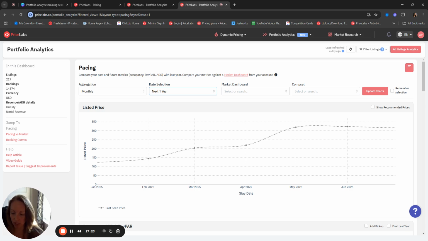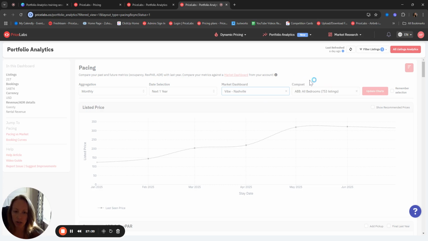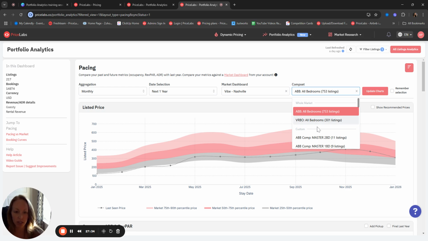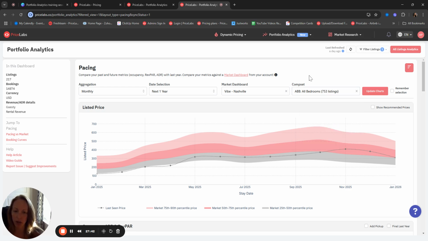For example purposes, to show you what it looks like with Market Dashboard, I am going to go ahead and select a Market Dashboard. And I'm going to leave it on all bedrooms, but there are different comp sets here. So your custom comp sets will populate here. And then you can do by bedroom category too. I'm just going to leave it on all for the sake of this example. Also, this example data has all different bedrooms in it.